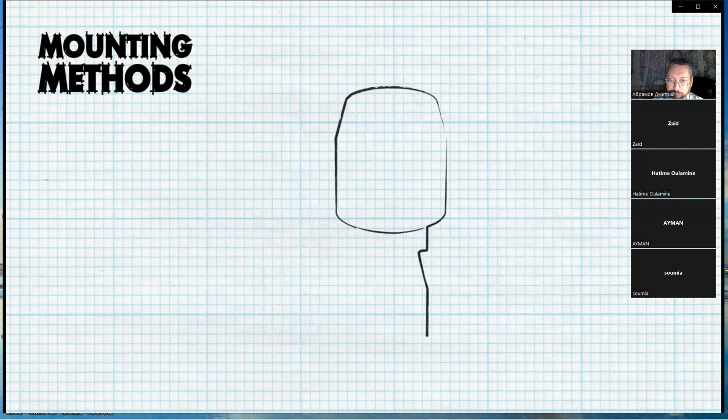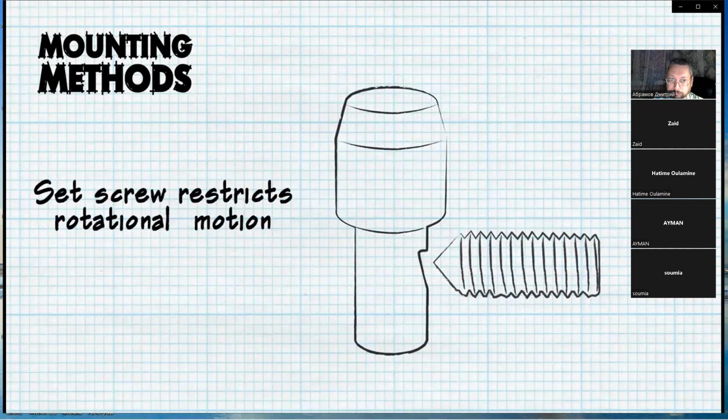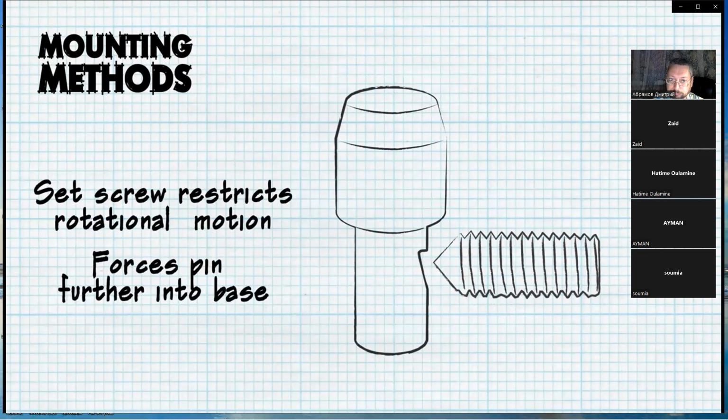The final type of mounting method uses a side-mounted set screw, and the locating pin will typically have either a flat to restrict rotational motion and fix it in place, or a notch. A notched shank will restrict both rotational motion as well as forcing the pin further down into the base, making it more secure in its placement.